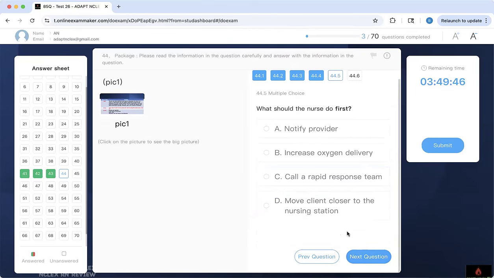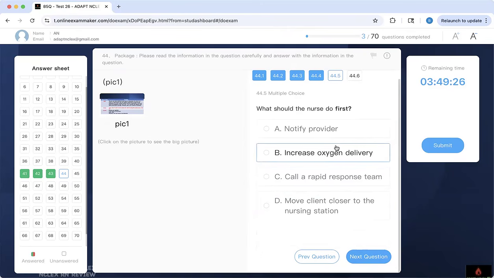Therefore, what should the nurse do first? I have a patient who is delirious and worsening. Should I notify the provider? Should I increase oxygen delivery? Should I call the rapid response team? Should I move the client closer to the nursing station? What do you think is the most important? What do you think?